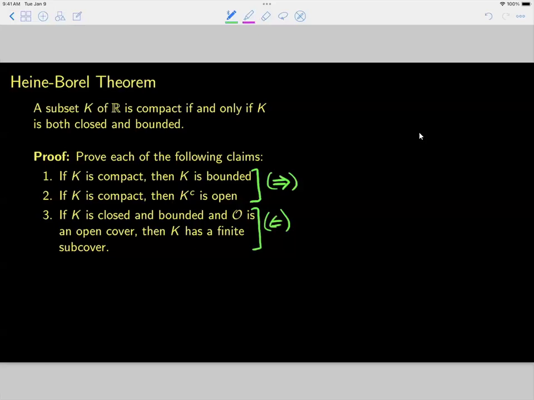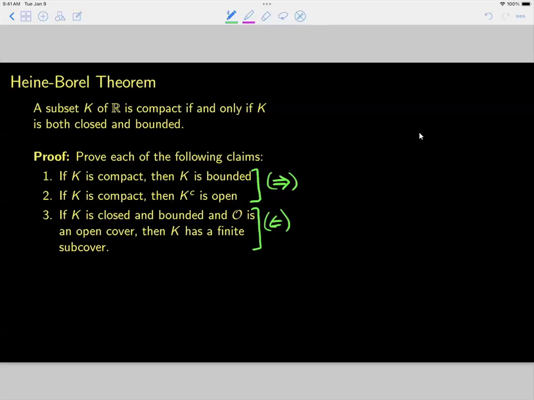Now, the first two prove the forward direction, and we'll see this as we do it, but I want to remark on it now. The forward direction of this theorem is actually true in any metric space. So it's not just true in Rn, it's true in any metric space that a compact set must be closed and bounded. However, in a general metric space, the converse is not true. It is not true in a general metric space that if a set is closed and bounded, then it must be compact. That's only true in special metric spaces, of which R is one such example.